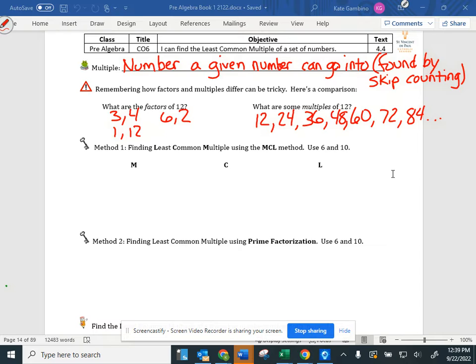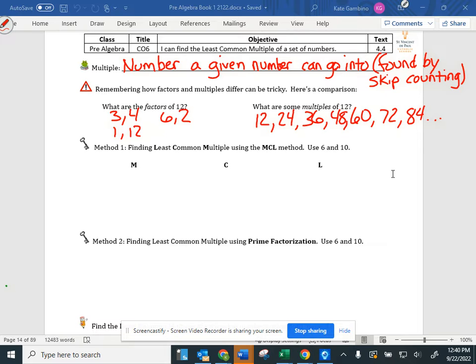Okay, so key word to think of, greatest common factor, factor buddies. We know our factor buddies. If it's a factor, it has a buddy. Factor buddies, we know it is not infinite. It is just the numbers that you can divide by. Multiples, you're multiplying by 1, by 2, by 3, by 4.